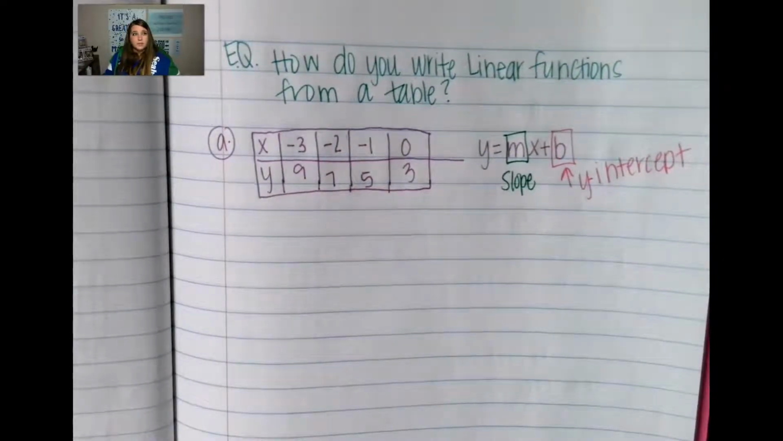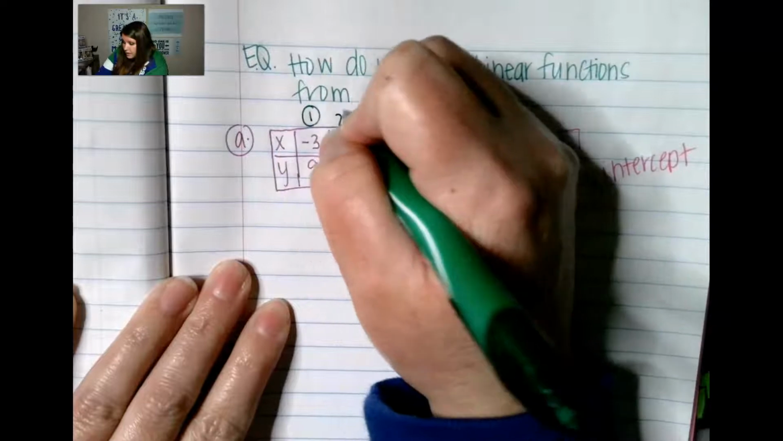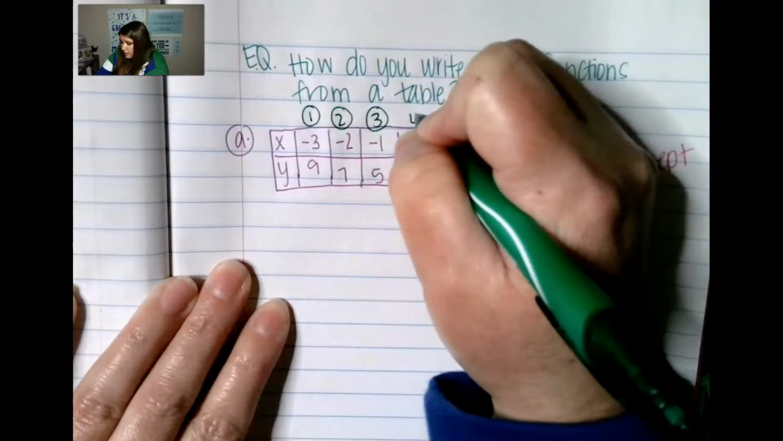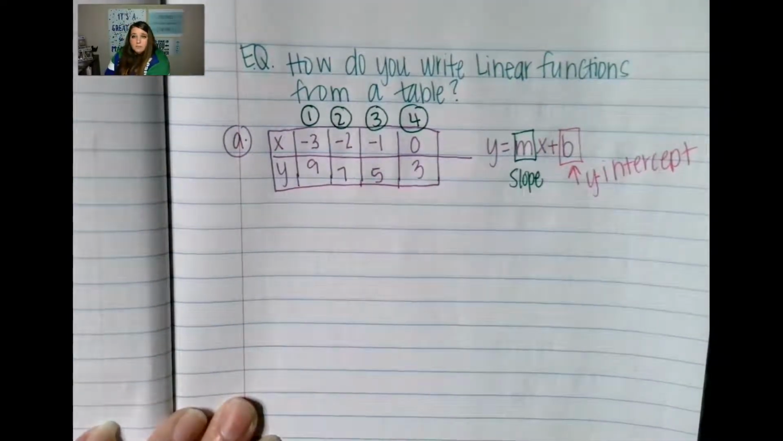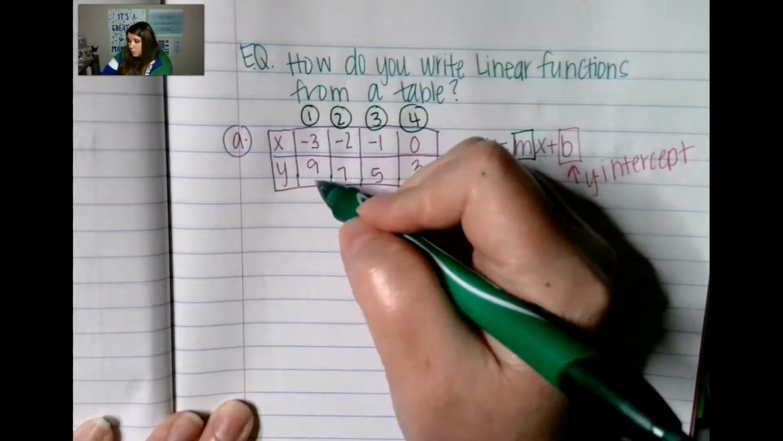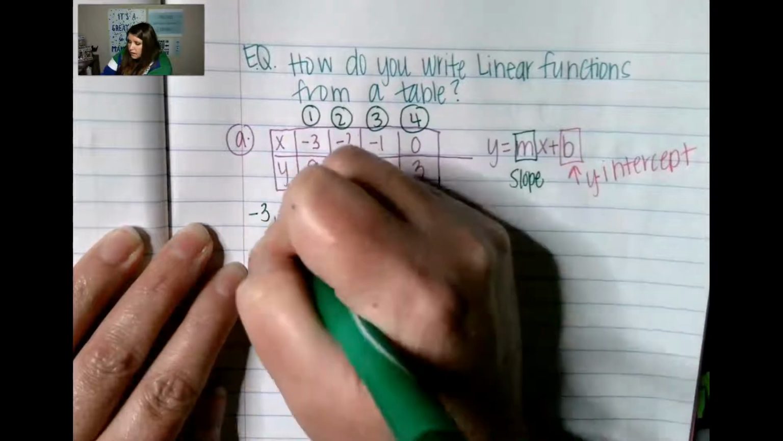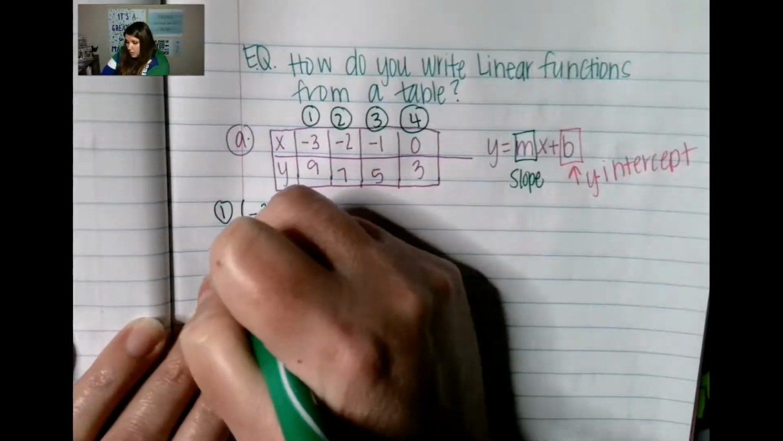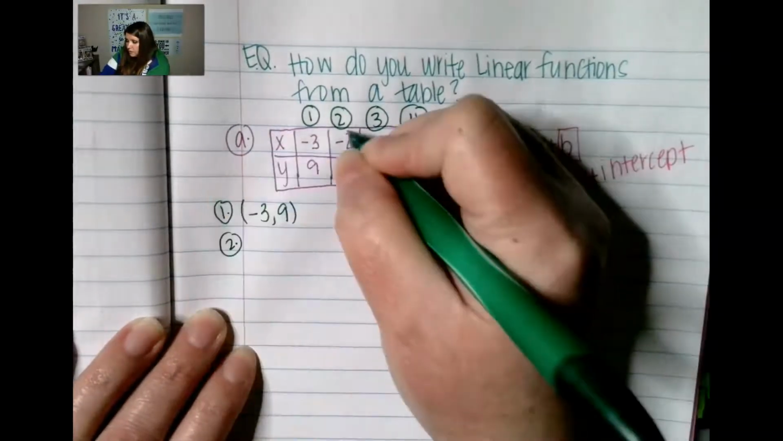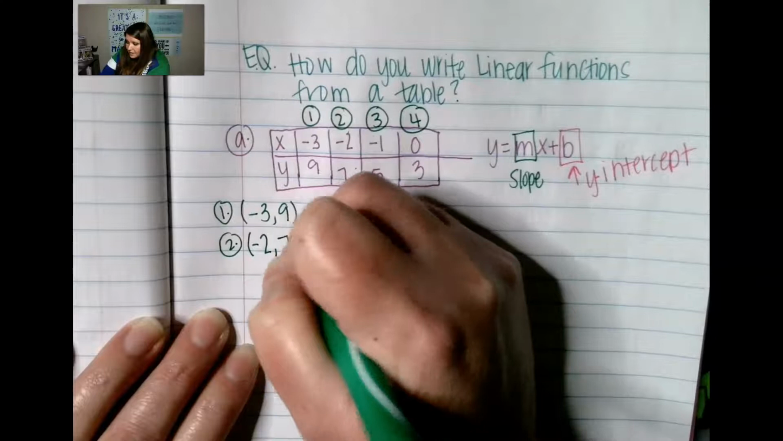Well, we know we can find the slope by looking at our ordered pairs. So this is 1, 2, 3, and 4. So we can use these ordered pairs to help us create the slope. So first, let's look at input 1 and output 1. When x is -3, your y value is 9. So there is ordered pair number 1. Ordered pair number 2 comes from box number 2, which is -2 and 7.